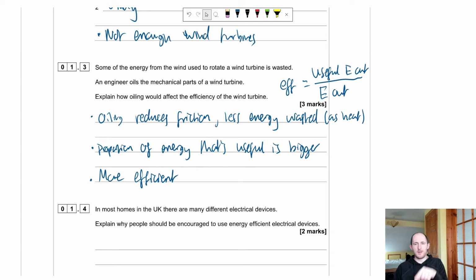That's why I don't really like the way the mark schemes go from the end result to the reason why. I prefer going from the reason why to the end result. But it doesn't technically matter. You can put these in virtually any order.